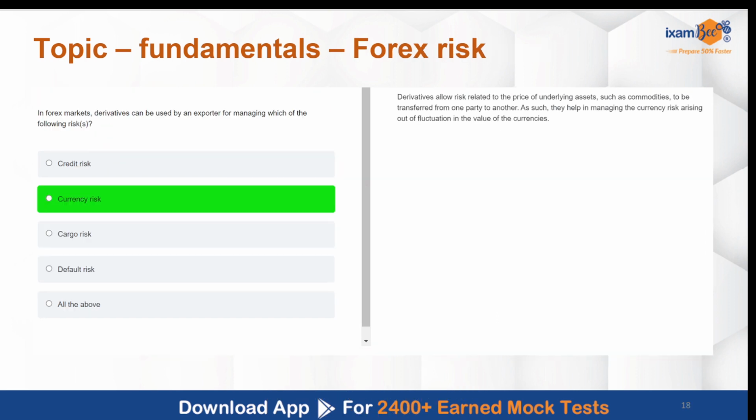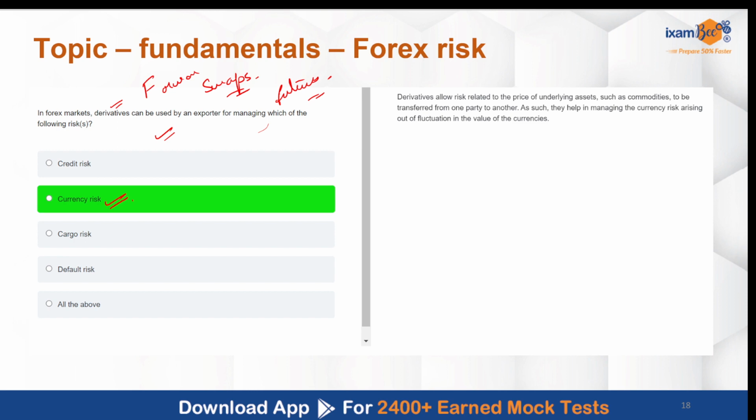The question related to the forex risk topic was related to the currency risk. That is, in forex markets, derivatives can be used by an exporter to manage which type of risk? So it is the currency risk that they can manage with the help of derivatives like forwards and swaps. Okay, futures are also there on certain currency pairs.